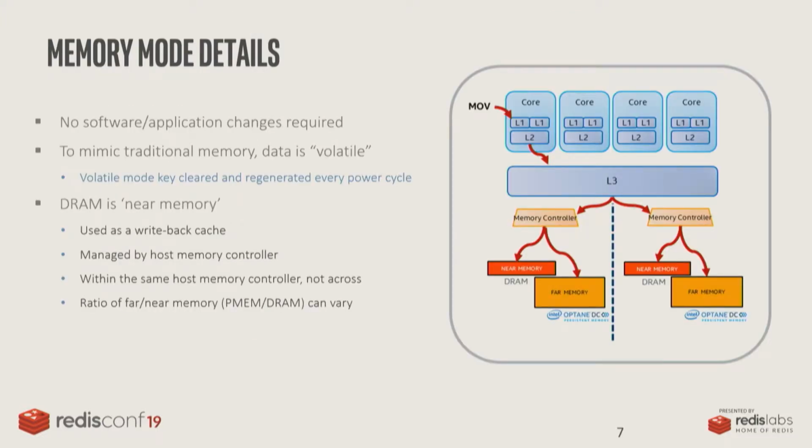So just a little bit more detail about memory mode. Again, no software application changes are required. It's completely transparent to software. So for all practical purposes, the operating system doesn't even know there are different memories installed in the server. It just sees more memory, and software can take advantage of it. Data by default is encrypted on the persistent DIMM, but for memory mode, because we're treating it as volatile, the encryption keys are discarded to make it look volatile. In memory mode, we call DRAM near memory, and the persistent memory is far memory. And near memory is a cache to persistent memory.